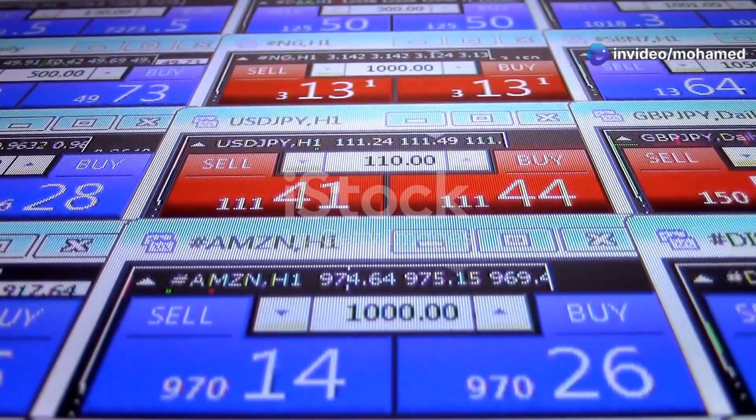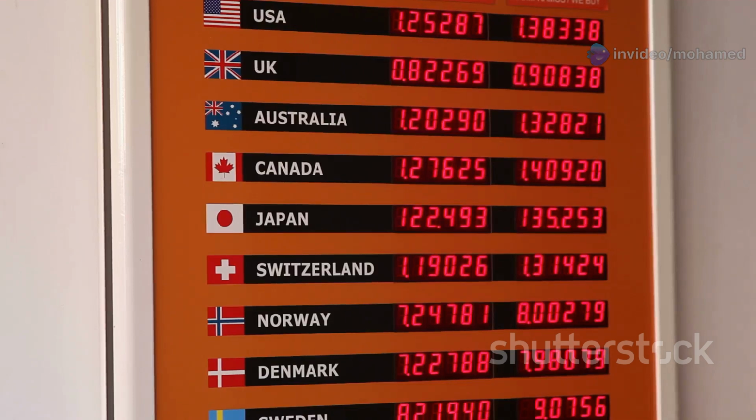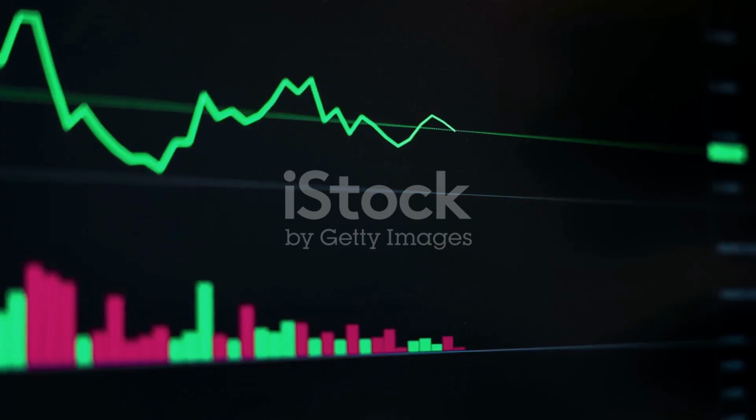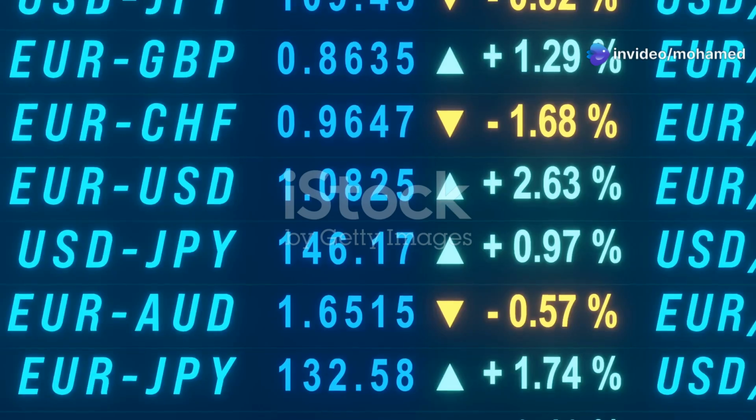Okay, we know the majors now, but the Forex world is bigger. Next up, minor currency pairs. These are also called cross-currency pairs. What's the deal with these? They involve major currencies like the euro, pound, or yen, but crucially, not the US dollar. So no USD in the mix here.